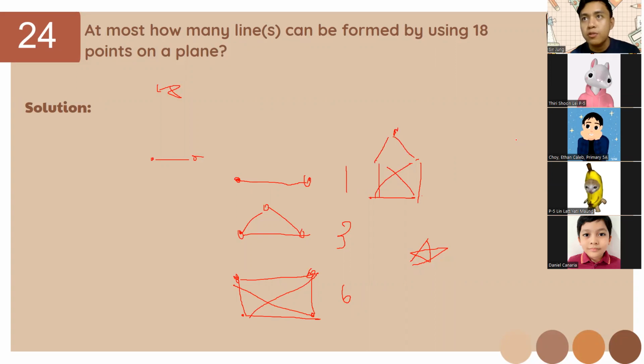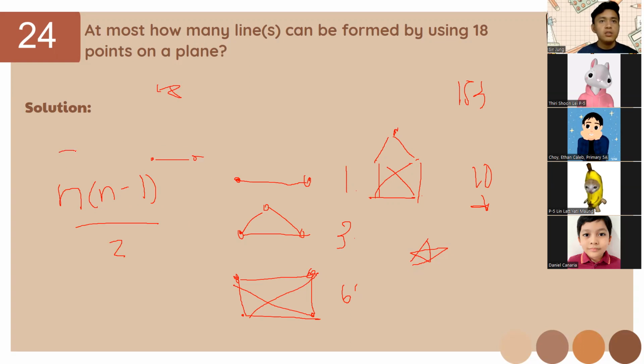So thank you, Miss Lubundokan, for sharing your answer. The answer here should be 153. So to answer this problem, since we already have established this, we have 1, 3, 6, 10. We have an arithmetic sequence, right? So you can use the formula here, which is n times n minus 1 over 2. So we have 3, that's 3, 2, 6. Yeah, that's correct.